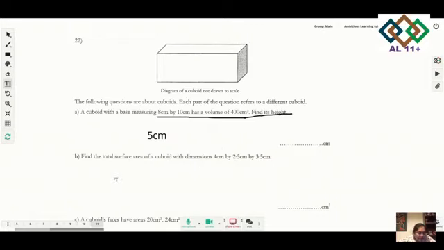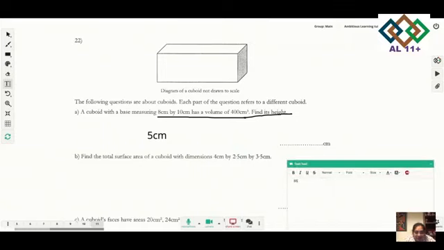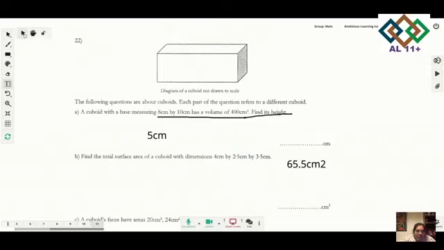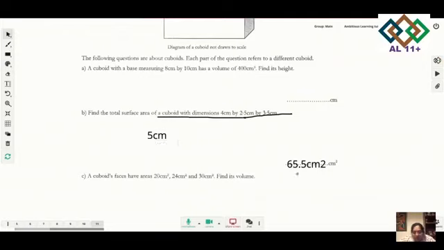Second one, they are saying find the total surface area of the cuboid with dimensions 4 centimeters by 2.5 centimeters by 3.5 centimeters. You just need to put in the formula, and after you put in the formula, you will get the answer, 65.5 centimeters squared. That's your number 2. Let's move on to number 3 now.